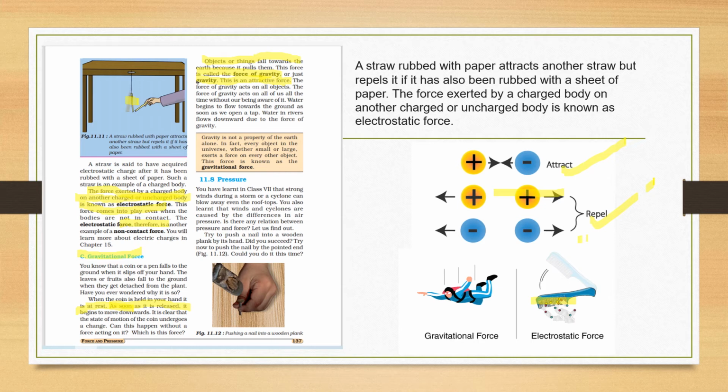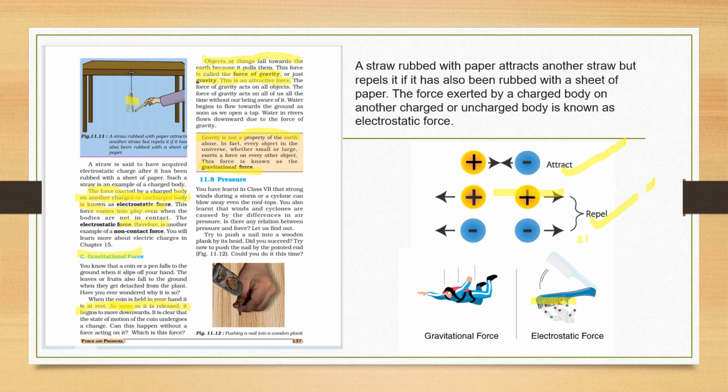If we talk about gravity, it is not only a property of the earth. It is there for every object in the universe, somewhere in a smaller quantity, and this force is known as gravitational force. So all these things are related to force: contact force, non-contact force, their examples and their definitions.